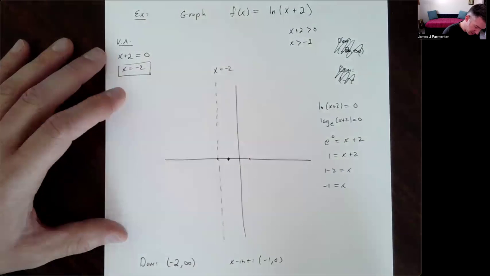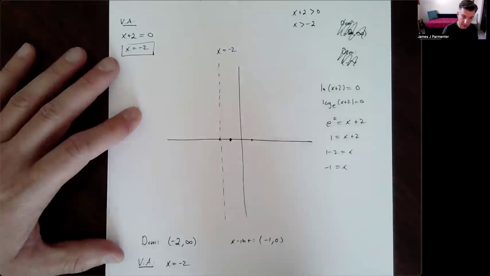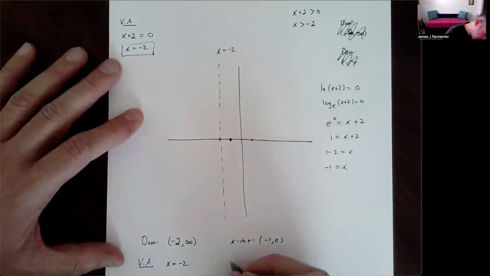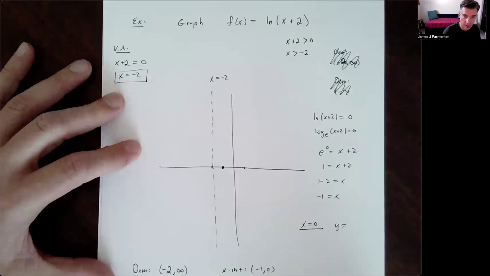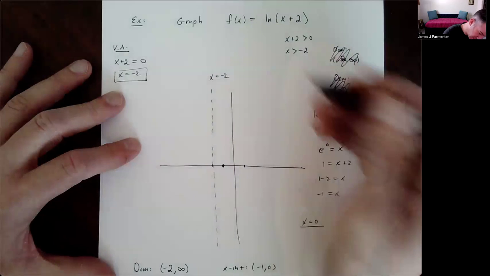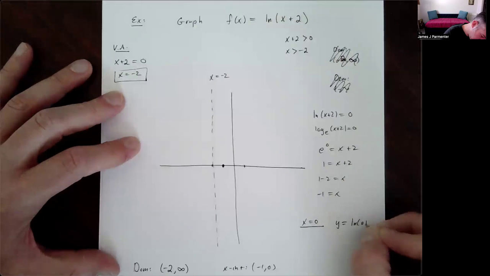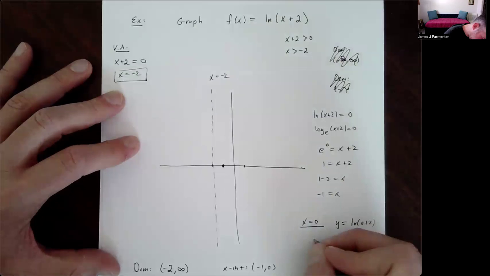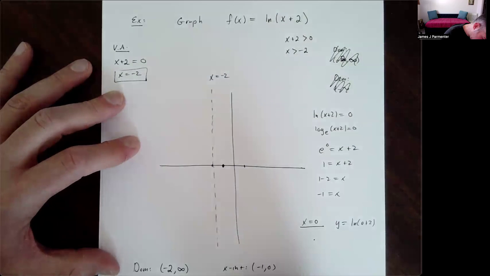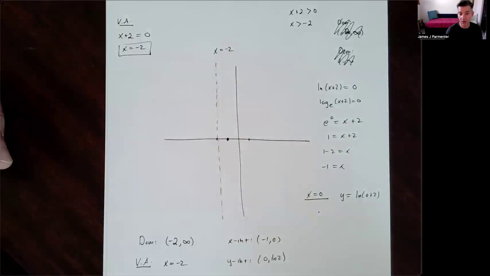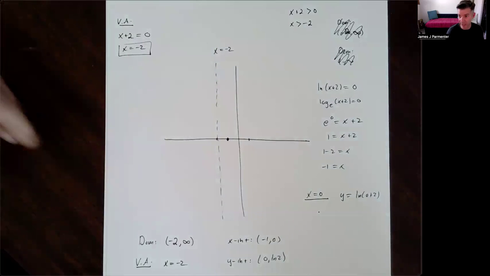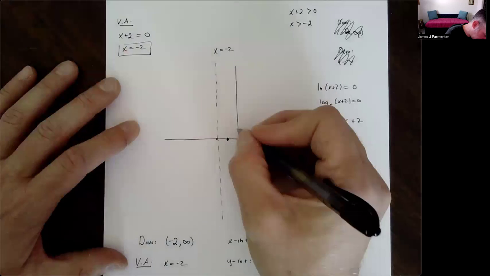My y-intercept, well, if I set x equal to 0, it's going to be y equal to the natural log of 0 plus 2. So I get a y-intercept of 0 comma natural log of 2. Sorry, you can't see that. Apologies. I don't really need to know that the natural log of 2 is approximately 0.7. I'm just going to wing it. I'm going to say my y-intercept is about right there.